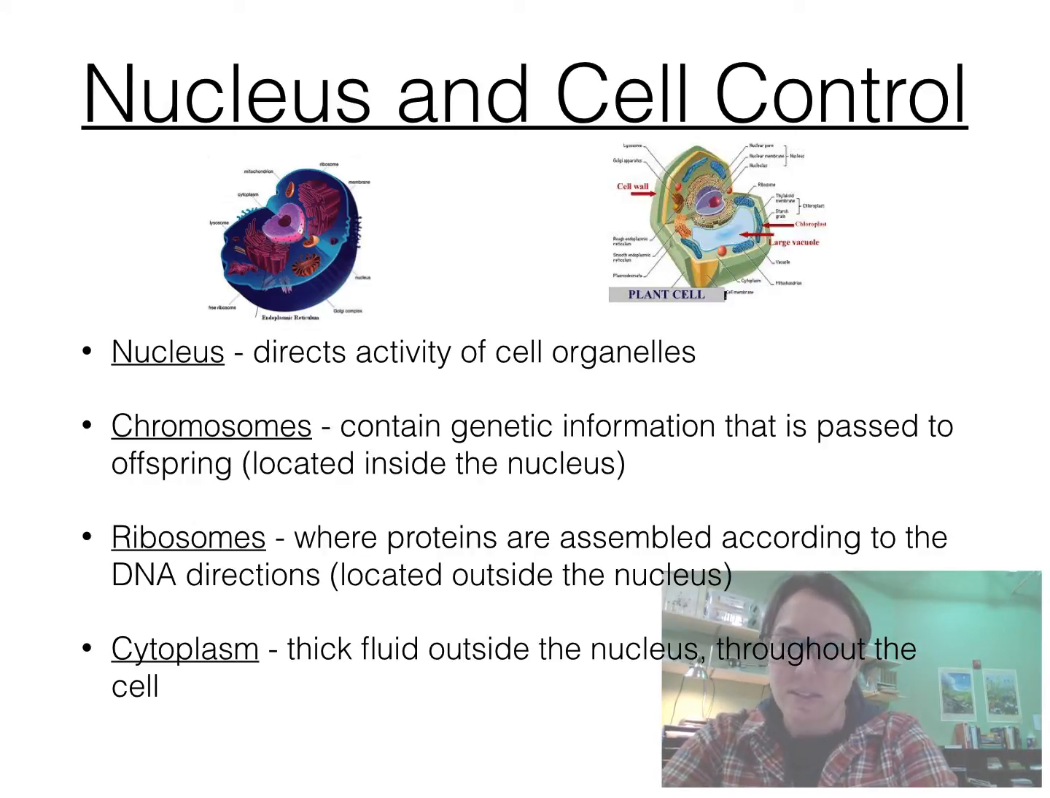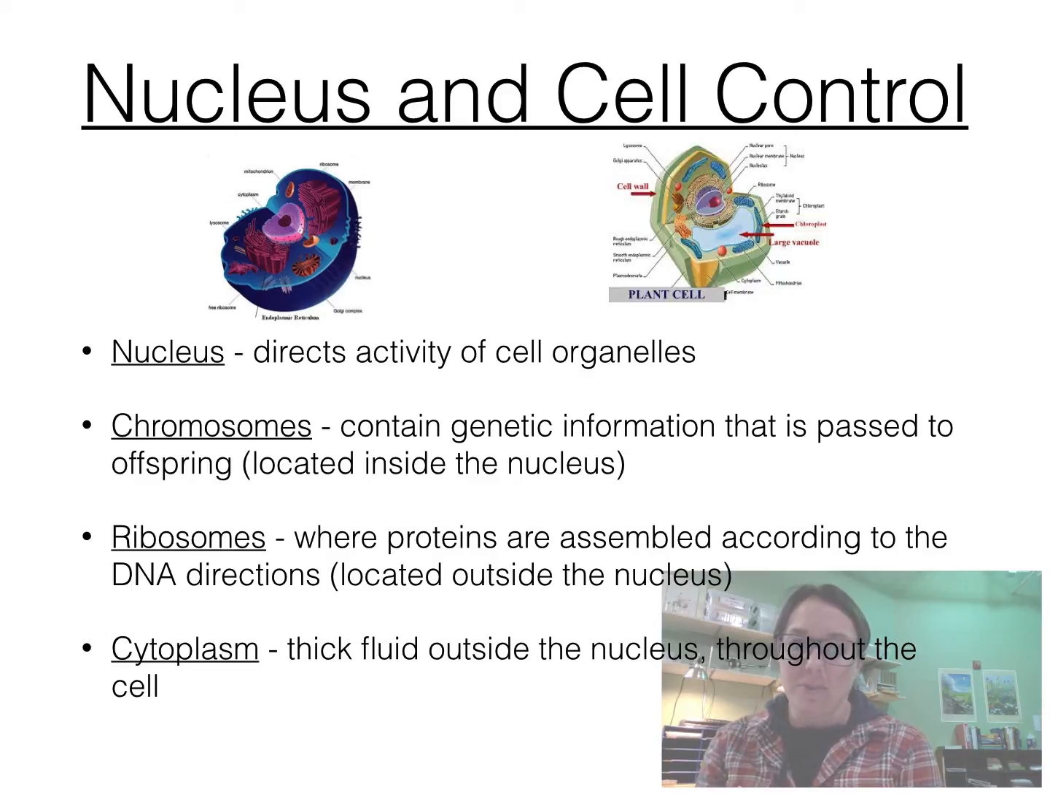So the nucleus gets the instruction. It's kind of the head person in charge, the head organelle in charge in this case. So that's why the definition for nucleus is to direct activity of cell organelle. So the nucleus knows what it's supposed to make. The first thing it needs to do is to find the directions, the instructions, or the recipe in order to make the product, the protein.